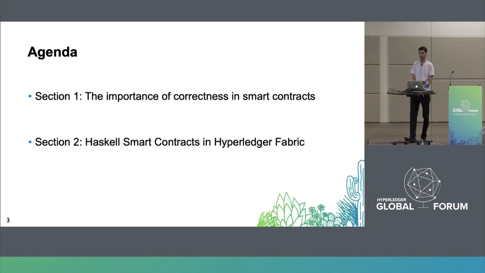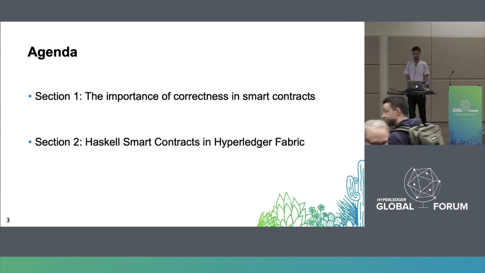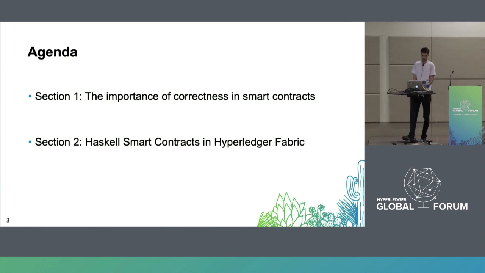So the talk we're giving today is split up into two main sections. I'm going to be presenting the first section, where I'm going to be talking about the importance of correctness in smart contracts. That's essentially explaining the purpose of formal verification in the context of why we're doing the work that we've done so far. And the second section, Allison will be presenting, where she'll be taking you through the work that we've been working on, what we've done so far for building a foundation for this formal verification in Hyperledger Fabric.